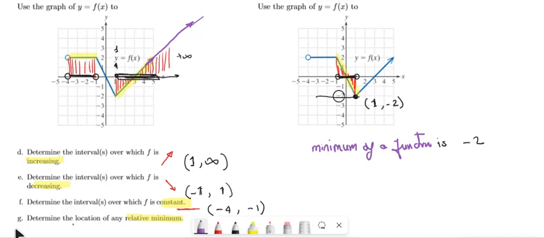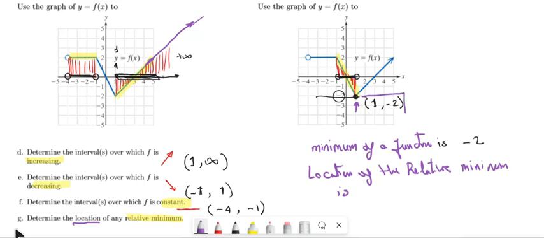And if they are asking for the location, probably they are looking for the location of the point. So the location of the relative minimum is this one here, right? They are not asking about the minimum of the function. So the location is the point, this one, 1, -2. So you can answer as 1 comma -2, and this is not an interval, this is a point, right? So it's the point (1, -2), and that's all.